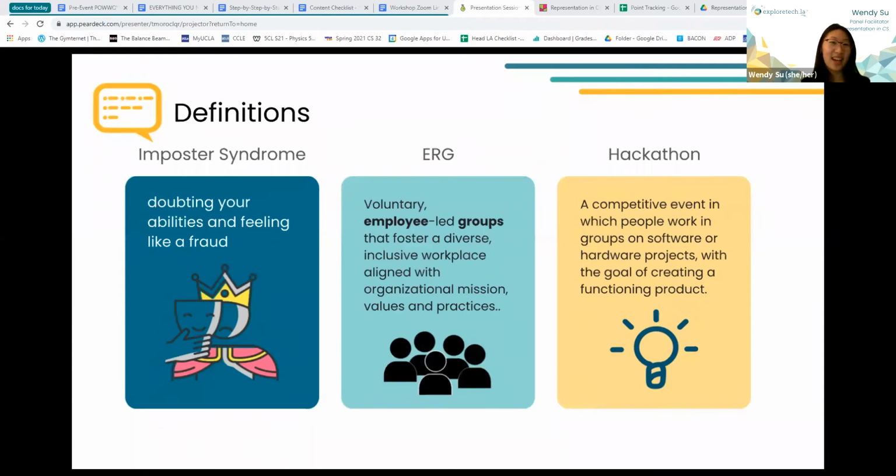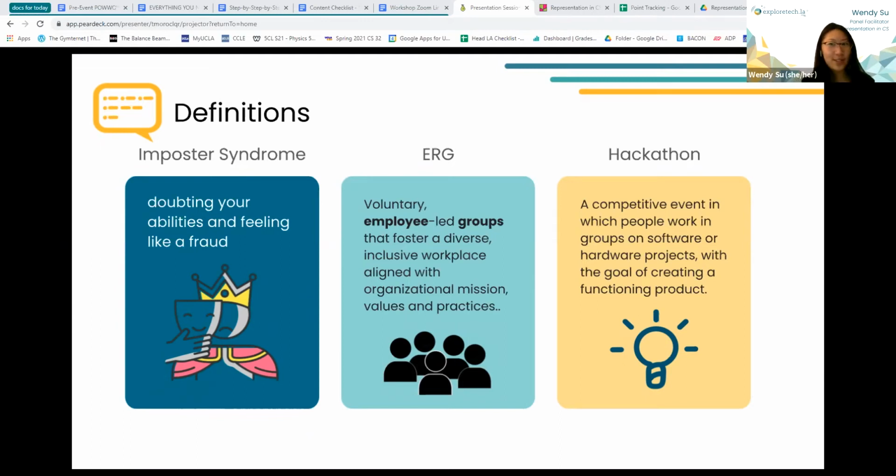Our second one for today is ERG, which is an employee resource group. It's an employee-led group that helps to foster a diverse and inclusive workspace that is aligned with the group's mission, values, as well as practices. And our last definition for today is a hackathon. It is a competitive event where people work on different software or hardware projects, in an attempt to make a fully functioning product that they can share with people and that can maybe even change the world.